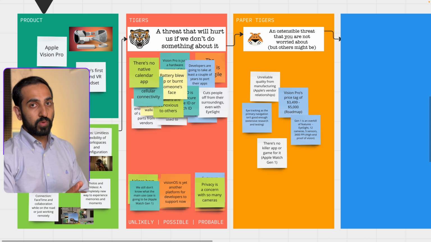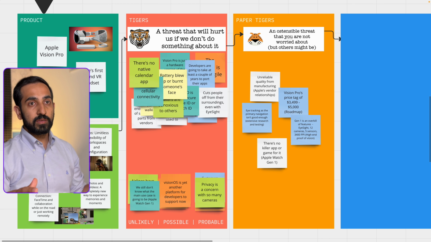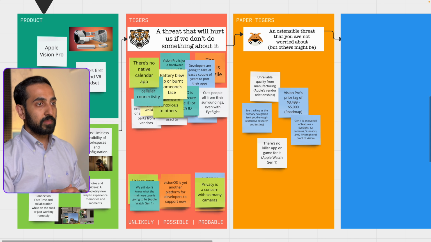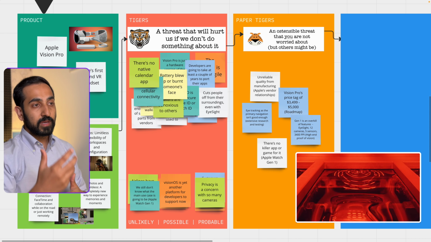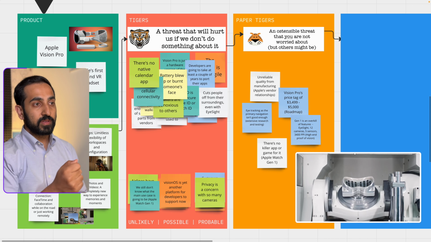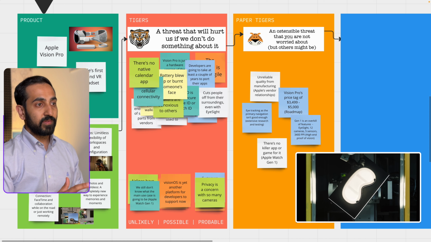This is a Generation 1 product only meant for early adopters and enthusiasts, so the price tag isn't a problem. We have cheaper versions of the device coming in the future years, which will be for more mainstream users. Unreliable quality of manufacturing would be a problem for most companies, but Apple has really solved the supply chain and has great relationships with all of our vendors.